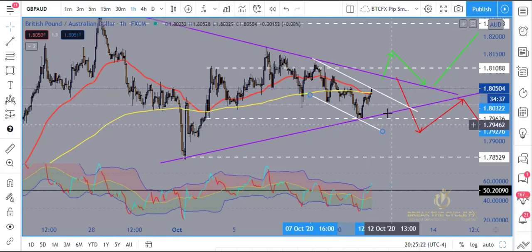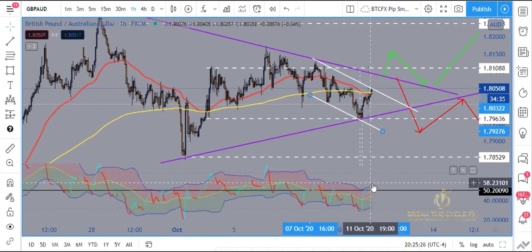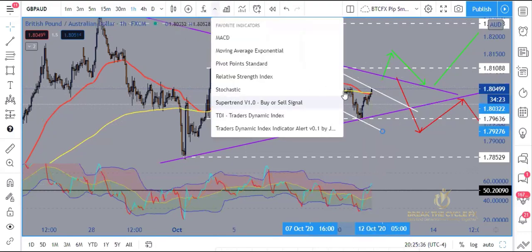All right, so just keep an eye on it. See how it just stretches up. Once you start to get the rejection back down, if your 50 EMA is definitely still below the 200, you can take the sell back down to the next level, or to the previous low, whichever way you want to do.